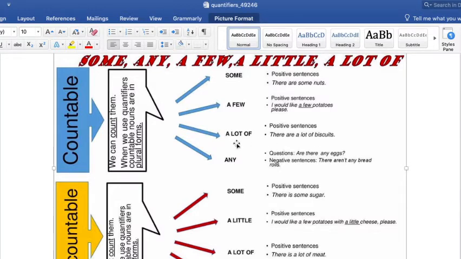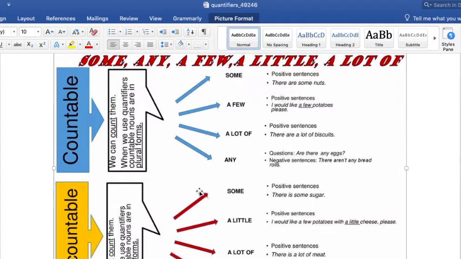You see the difference? Any is used with questions and in negative sentences. So this is important, this is the use, you have to study this one in order to get a good grade in the quiz.